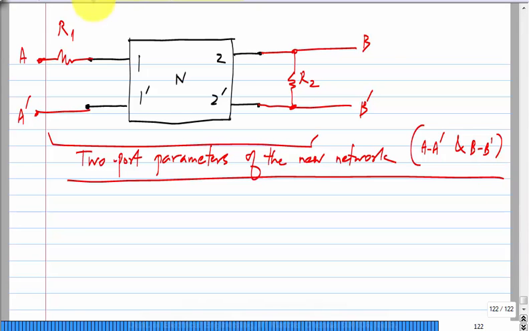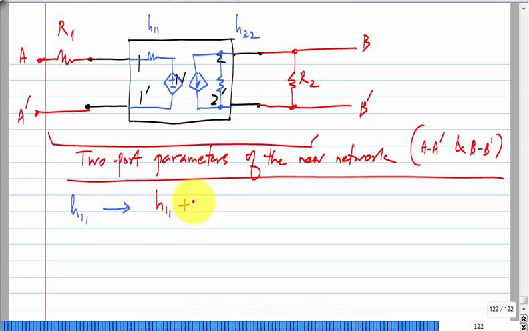Clearly, with H parameters, what you have is a resistance here of H11 in series with a voltage controlled voltage source, and a current controlled current source in parallel with H22. So, all that happens is this H11 becomes H11 plus R1, nothing else changes, and similarly H22, what will that be? Yeah, H22 plus G2. G2 means 1 by R2, that's it.